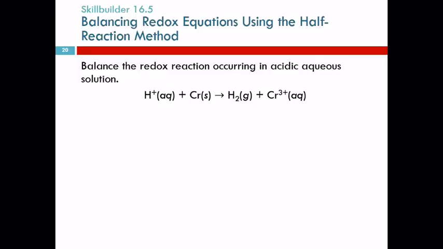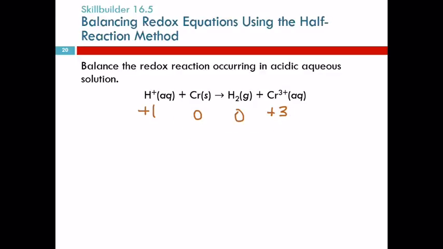First step, oxidation states. What's the oxidation state of H+? +1 is the charge. How about chromium? 0. H2? 0. There's 2 hydrogens bonded together. Overall, the charge is 0. They have to add up to 0. They must both be 0, because they have to be the same. And then here, +3. So the hydrogen is going from +1 to 0. It's being reduced. The chromium is being oxidized.